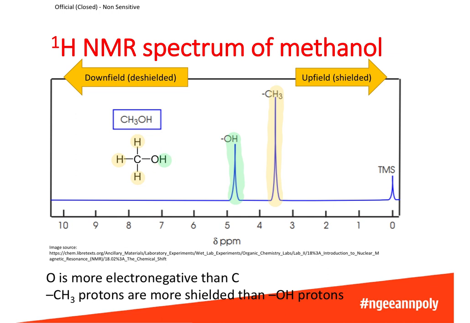The oxygen atom is more electronegative compared to the carbon atom. So in this OH bond, the oxygen atom would pull the electrons closer to itself and away from the hydrogen atom. So this hydrogen atom would be more deshielded. Therefore, the peak appears more downfield. In comparison, the carbon atom doesn't really pull the electrons away from the hydrogen atoms. So these hydrogen atoms are more shielded as they have a higher electron density surrounding them. And you can see that the peak appears more upfield.